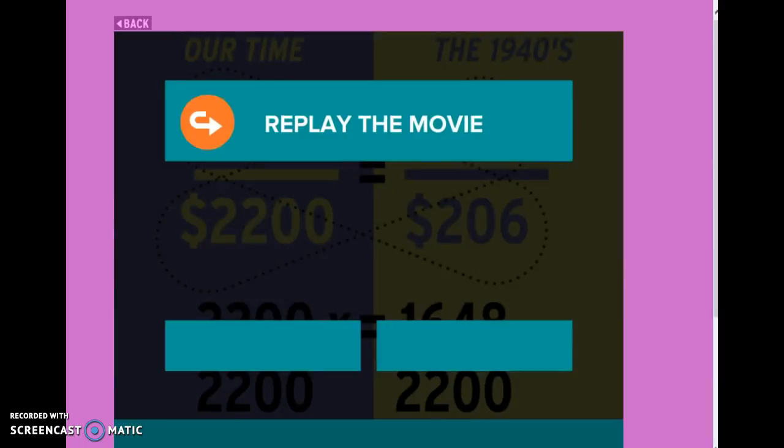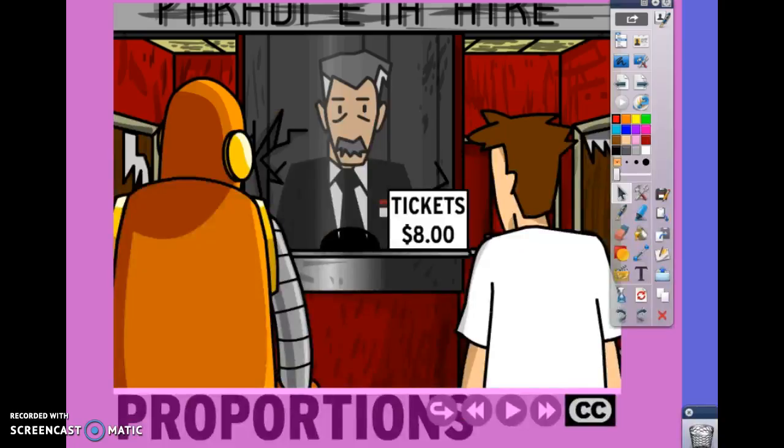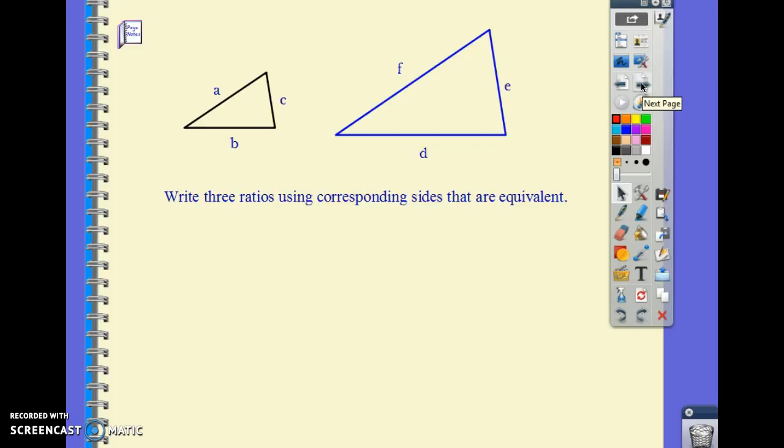Okay, so let's go back to our lesson here. We're going to look at three ratios using corresponding sides that are equivalent. I'm not going to do all of the same ones that you could do, and there are other true answers. But basically, you put corresponding sides either both as the numerator or as a ratio of a fraction. So you can do A over F, and then you would need to pick two other corresponding sides. So you can do B over D. Okay, that would be an equivalent ratio.